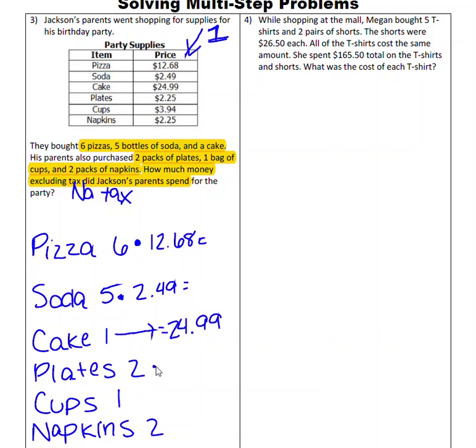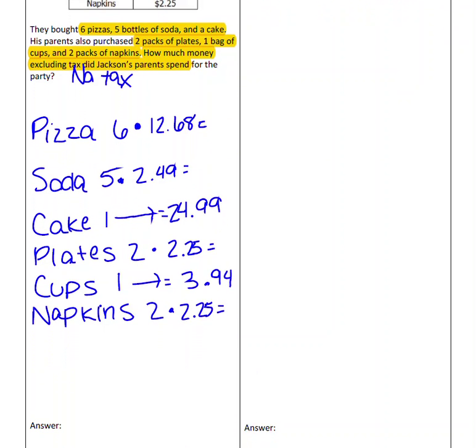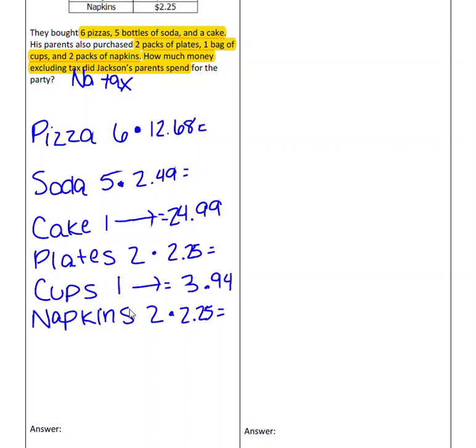The plates, I'm going to have to multiply by $2.25 and get my answer. Same thing with the cups, it's only 1, so the cups will just be whatever it is. And then the napkins were $2.25, and then I have to multiply that one by 2. So now that I've kind of laid out the problem, I can see that I have to multiply all of those, and then to find the total, I'm actually going to have to add all my answers together to get my final answer, which will be down here.